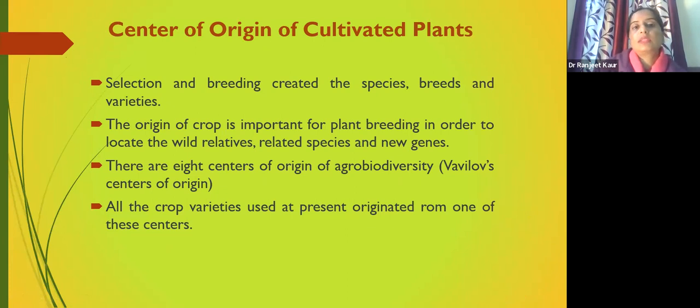Then we come to center of origin of cultivated plants. Selection and breeding create the species, varieties, and breeds. So origin of crop is also important for plant breeding in order to locate the wild relatives, its relative species, and new genes. There are basically 8 centers of origin of agrobiodiversity, also known as Nebula of centers of origin. All crops used at present originated from one of these centers.